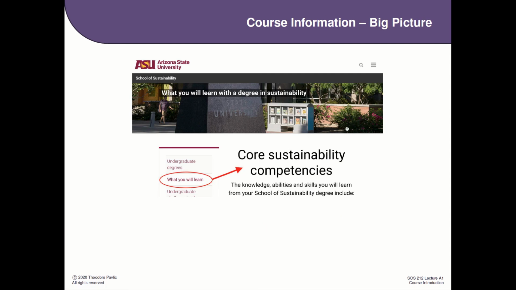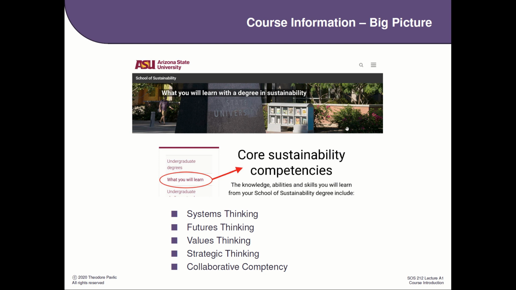Okay. So if you were to go to the sustainability website, there's a what you will learn, and if you click on that, there are these so-called core sustainability competencies. They are systems thinking, futures thinking, values thinking, strategic thinking, and collaborative competency. And they define what each one of these things mean. This has become a metric on which all sustainability programs are measured. And it's my claim that we touch on 4 of the 5 of these all in this course. So that's kind of how we're going to use this tool.